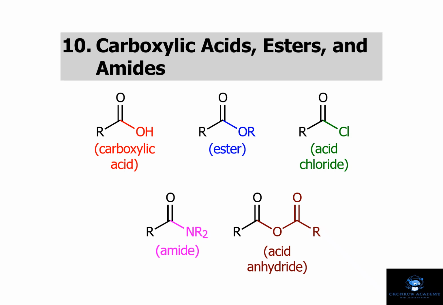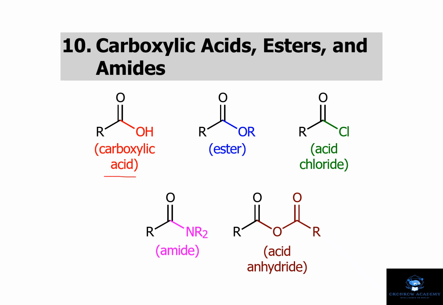Two acyl groups connected through oxygen give an acid anhydride. Replace OH with Cl and you get an acid chloride, the most reactive of all. These compounds are all interconvertible, and they represent some of the most important reactions in organic synthesis, nucleophilic acyl substitution. So that's it.